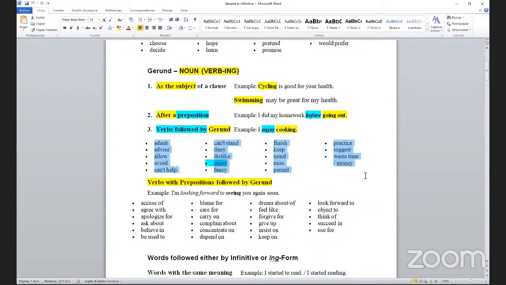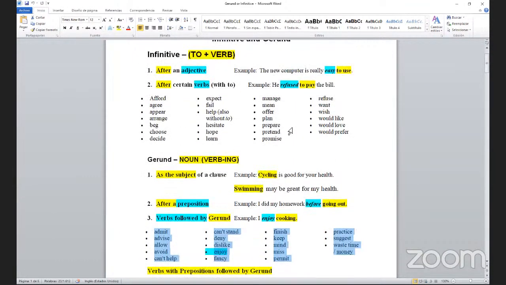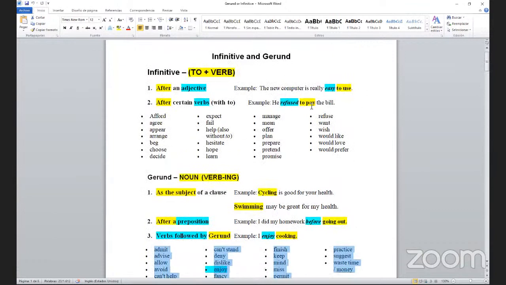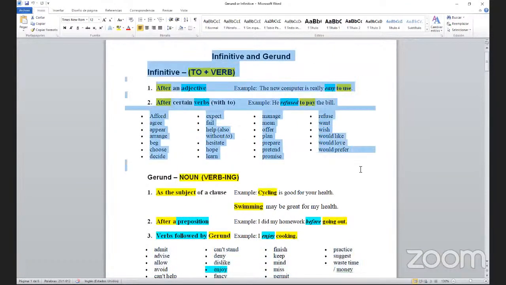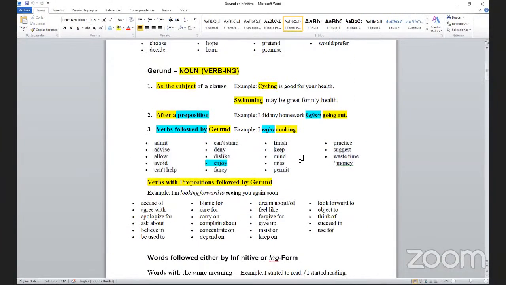And of course, you're going to ask, for example, what happens with the other verbs? We have another list of verbs, but those work with infinitives. In the next unit, we are going to see the infinitives in detail. Today, only gerunds. So for this grammar, we have to be focused only on verbs that work with gerunds and prepositions that work with gerunds. Okay.